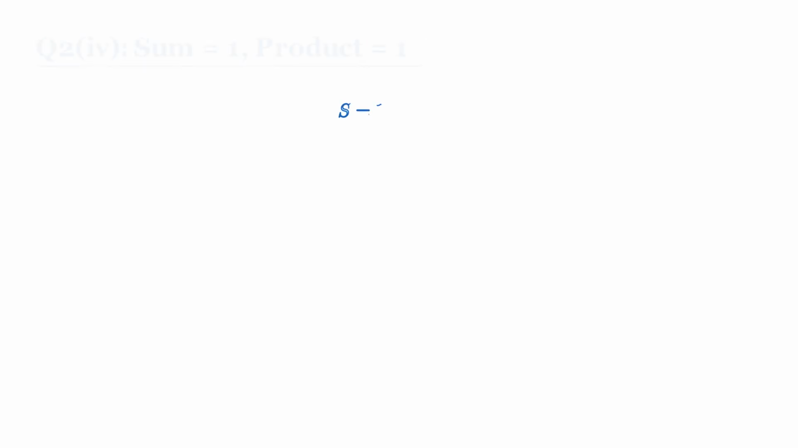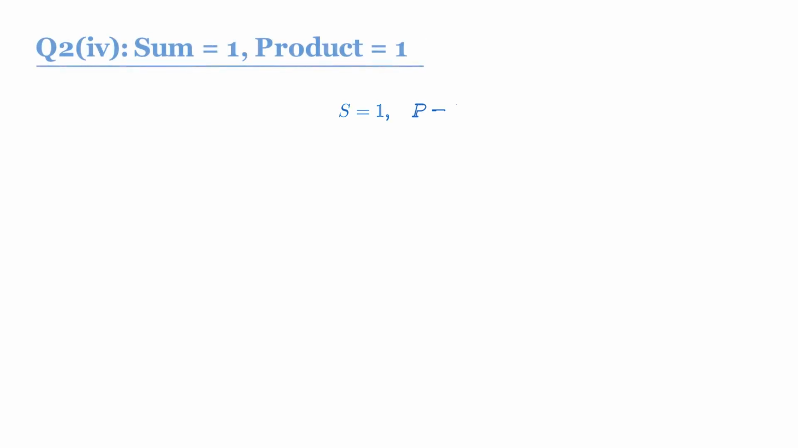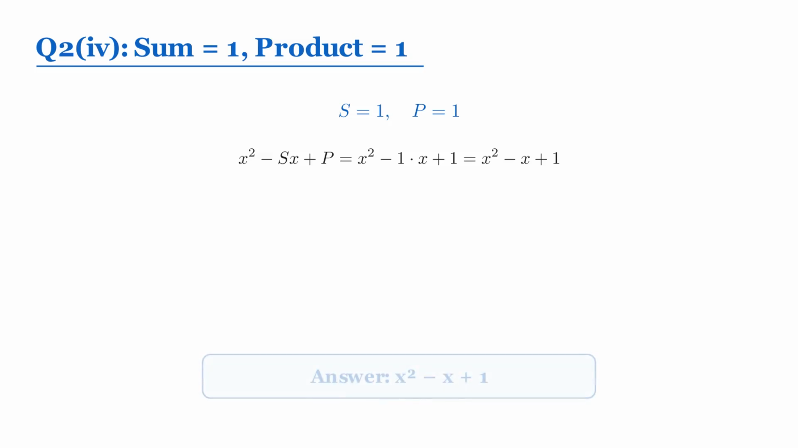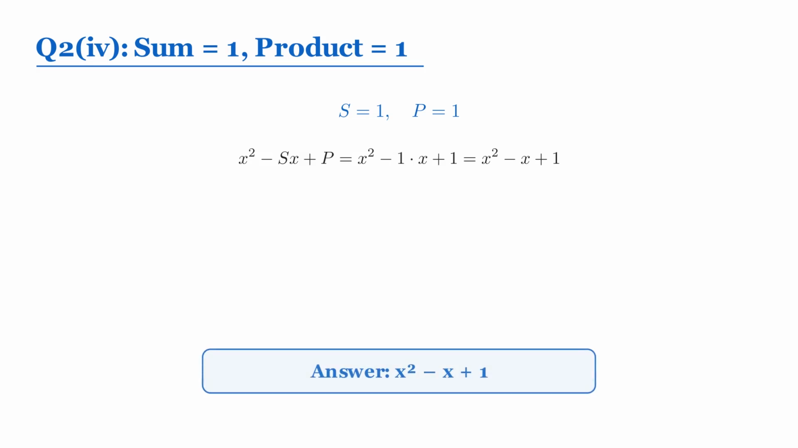Question 2, Part 4. Sum equals 1, product equals 1. Apply the formula x squared minus sx plus p. Substitute s and p: x squared minus x plus 1. No fractions to clear. The final answer is x squared minus x plus 1.